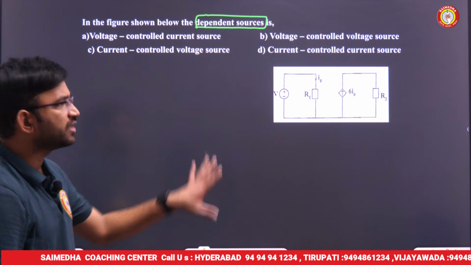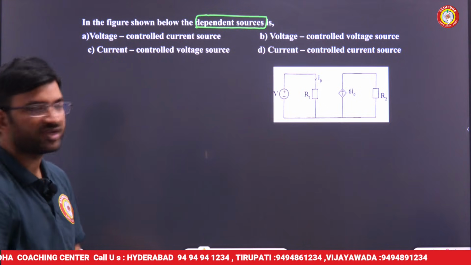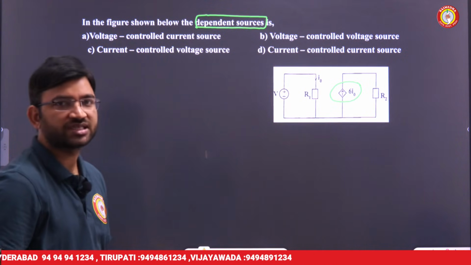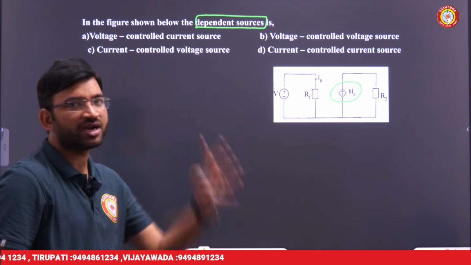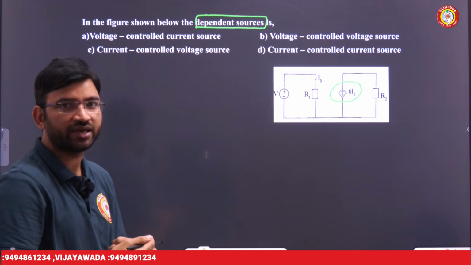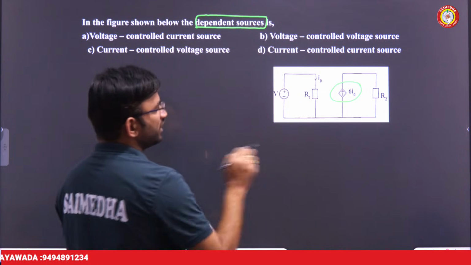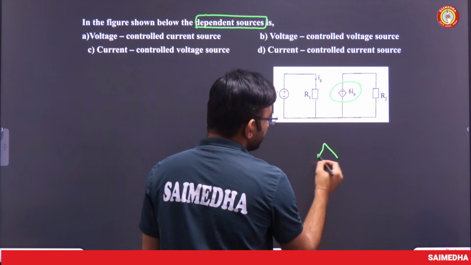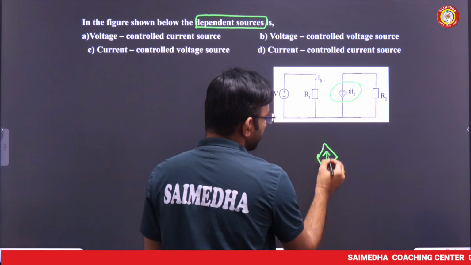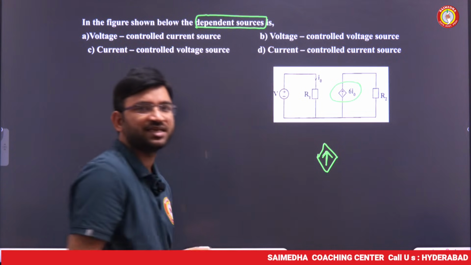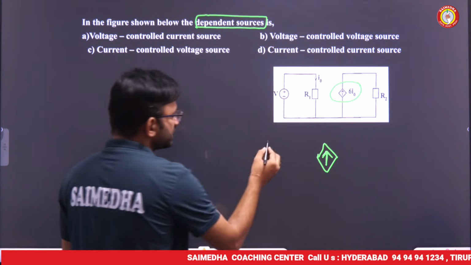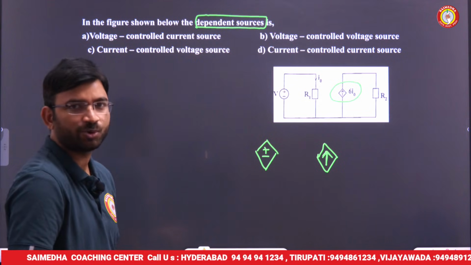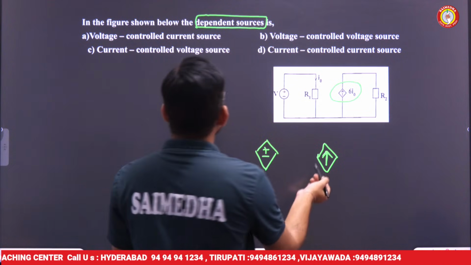Whatever the dependent source is there, you need to identify the name of the dependent source. So this is the dependent source, sir. Basically, dependent sources are represented by a diamond shape. There are a total of 4 dependent sources. Out of the 4, we need to identify. First, try to identify, sir: inside the diamond shape, if an arrow symbol is there, we can easily say that is a current source. For example, inside the diamond shape, if plus minus is there, then we can say that is a voltage source. So we can easily eliminate two options.